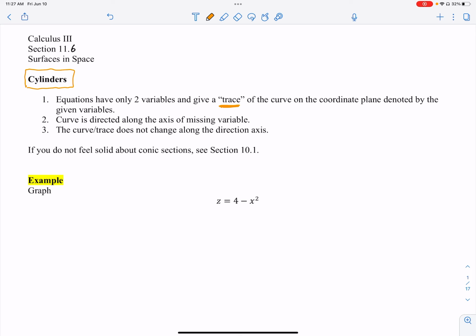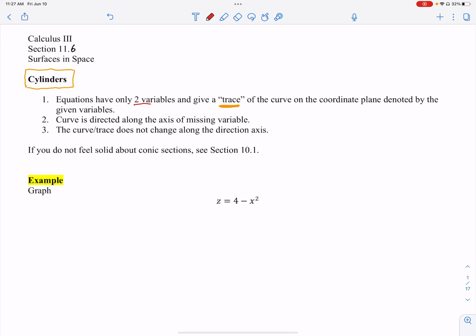So what this trace is doing is letting one of your variables go to 0. If I have a 3 dimensional graph, and let's say that's my YZ plane, if I let x equals 0, I could get a shape that's on the YZ plane. And this is a 2 dimensional trace, like a side picture of what the shape would look like. Okay, so that's one thing.